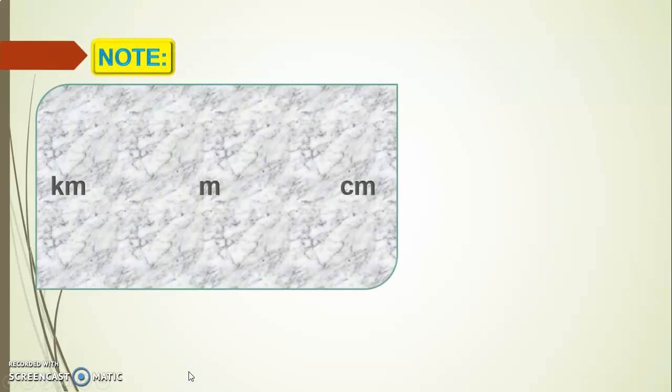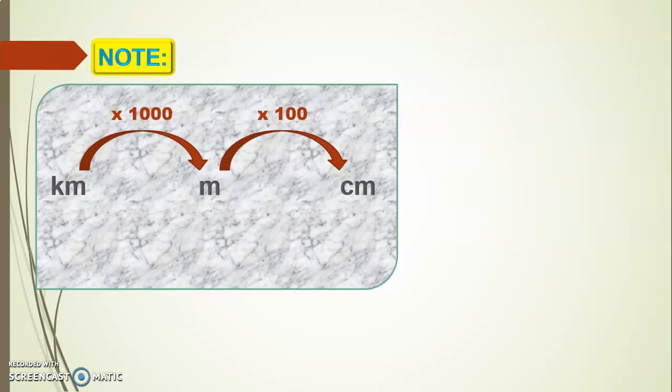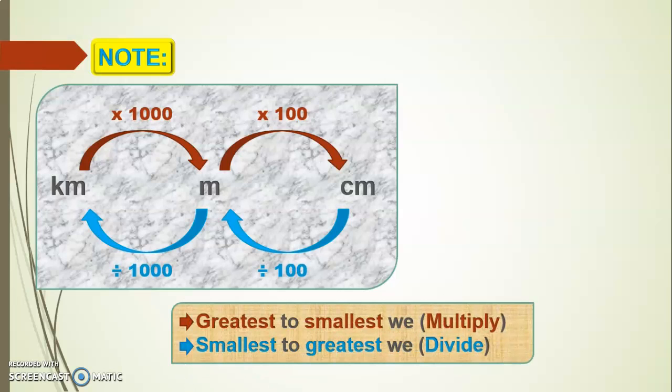Note: to convert from kilometer to meter and from meter to centimeter. To convert from kilometer to meter, we multiply by 1000. To convert from meter to centimeter, we multiply by 100. To convert from centimeter to meter, we divide by 100. And to convert from meter to kilometer, we divide by 1000. So we can say to convert from the greatest to the smallest, we multiply. And to convert from the smallest to the greatest, we divide.